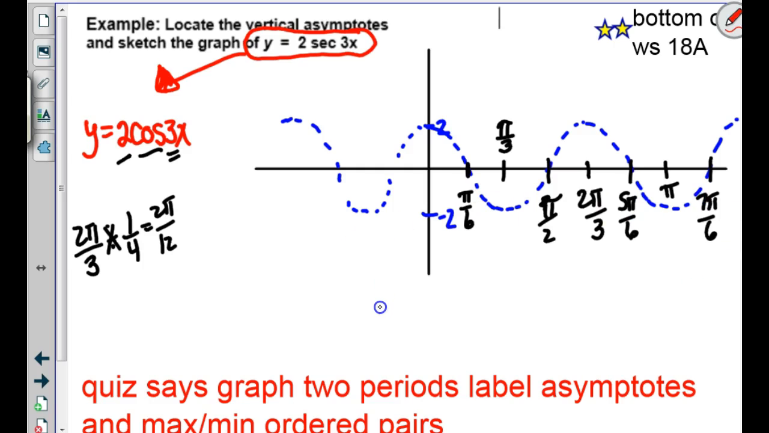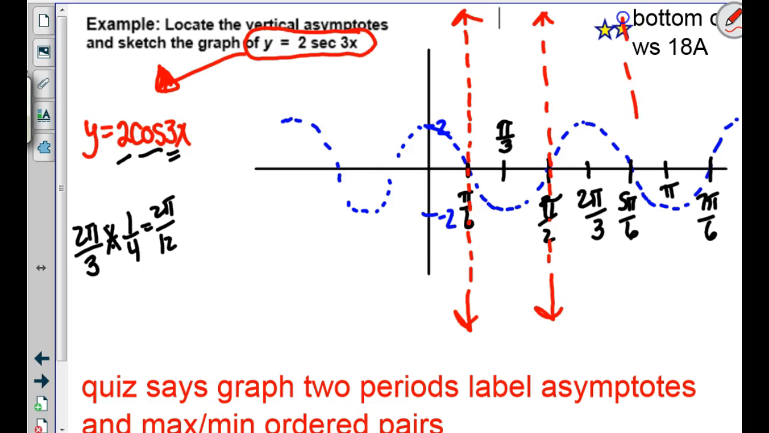We haven't even graphed our function. How do we graph secant? We take every place that this was 0 and do what? The reciprocal of 0 is? Undefined. Okay. So here are our asymptotes. They occur at pi over 6, pi over 2, 5 pi over 6, and 7 pi over 6, which were really 1, 3, 5, and 7 over 6. All the odd multiples of pi over 6.